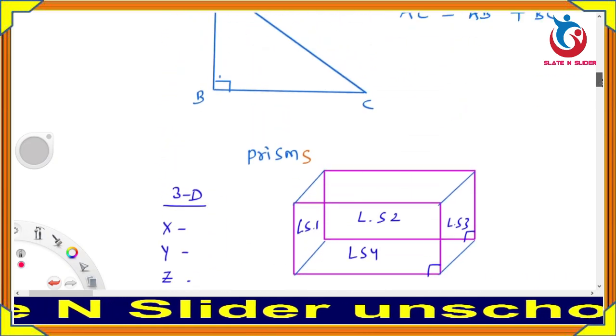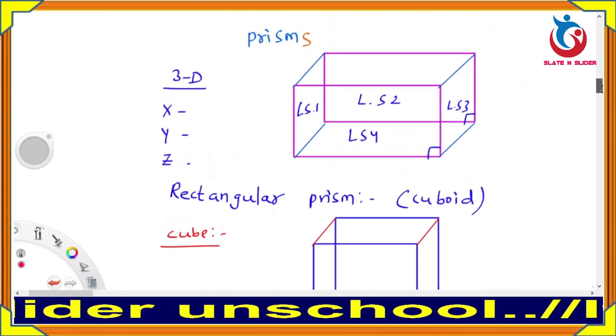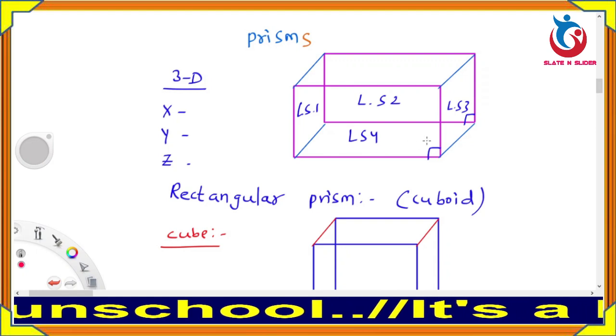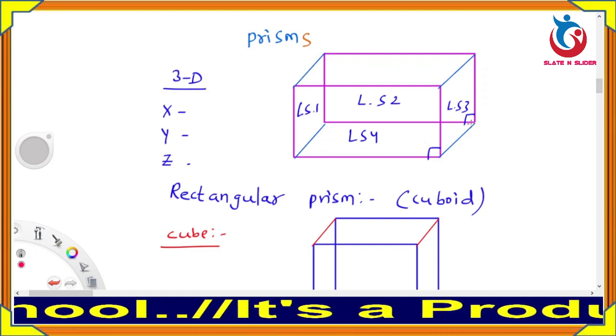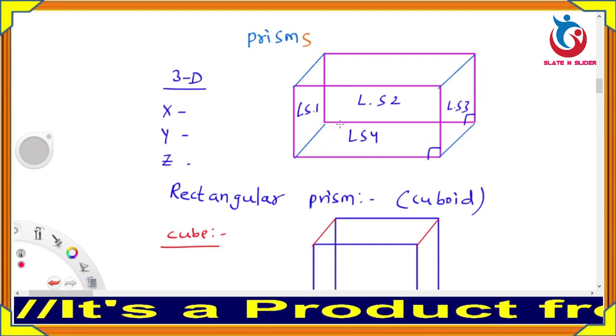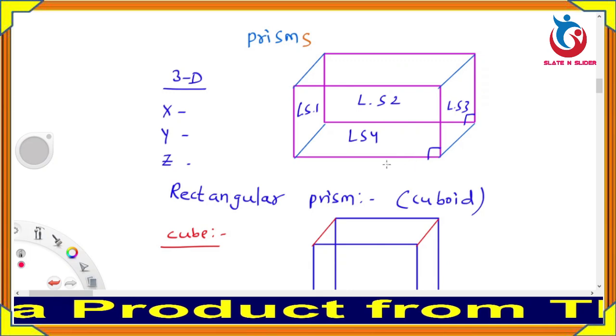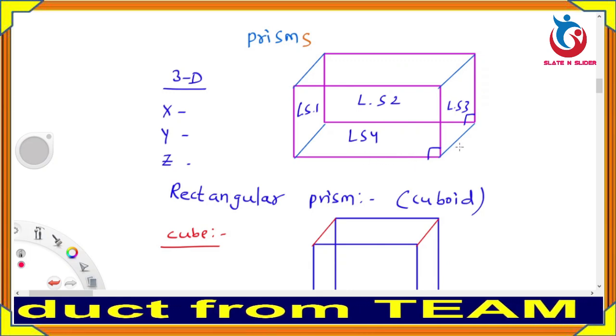And observe the cuboid also. So this is a cuboid. The base of the cuboid is in a rectangular shape. A rectangle has 4 sides, that is why it has 4 lateral surfaces.